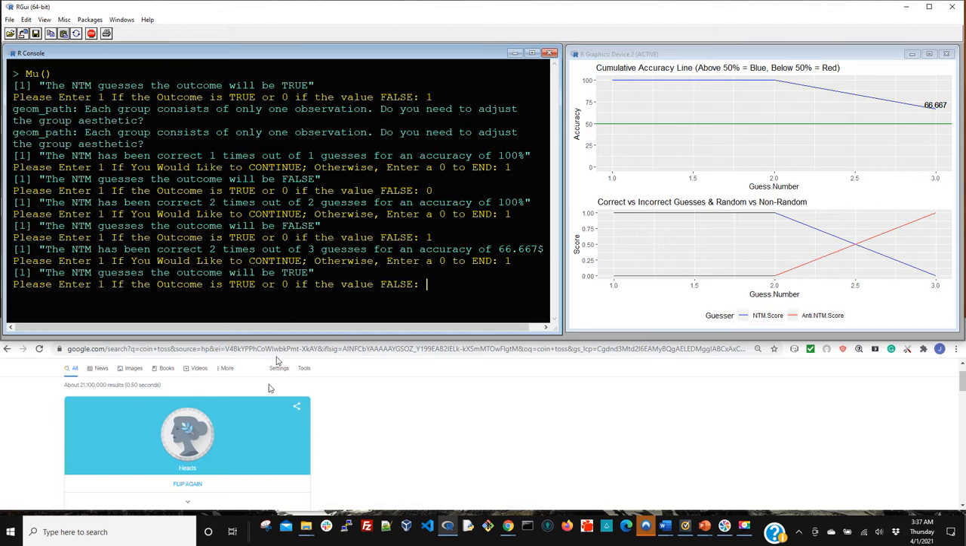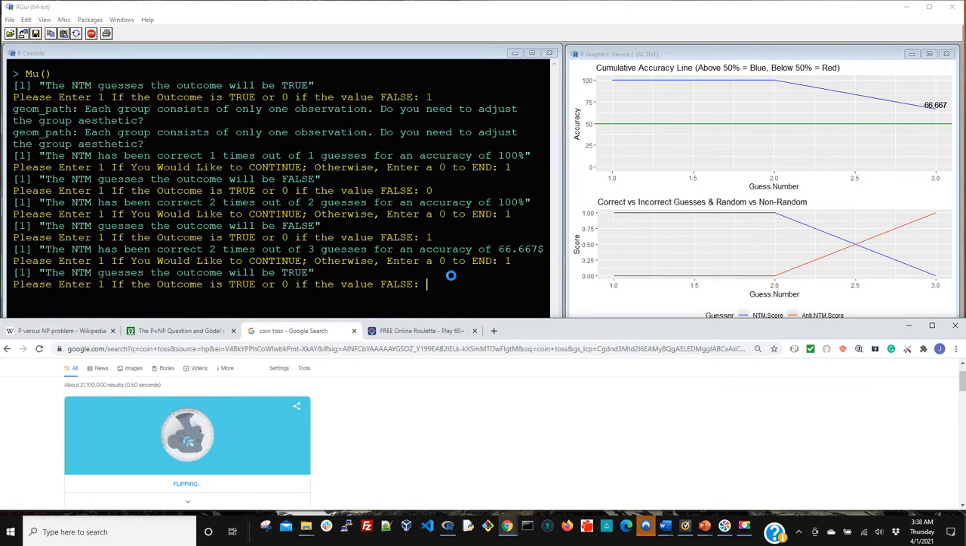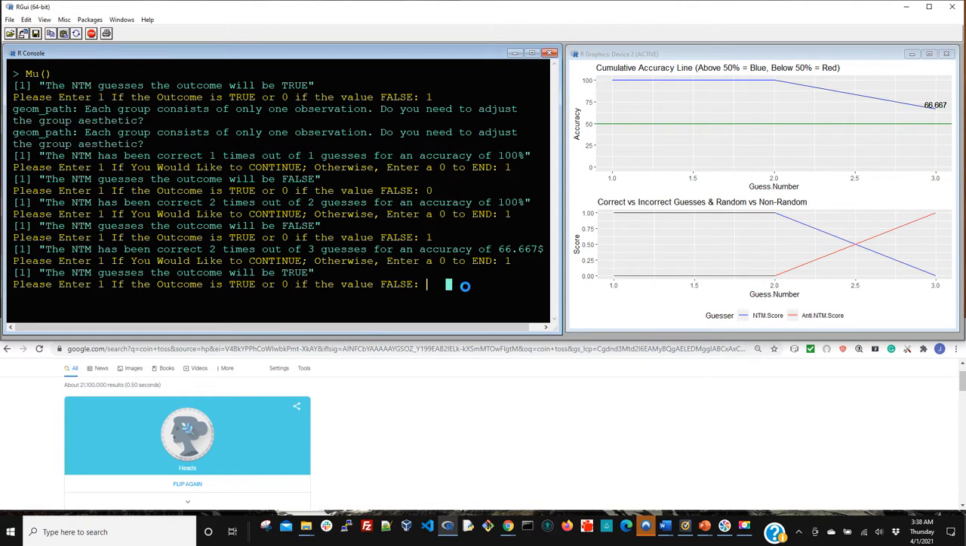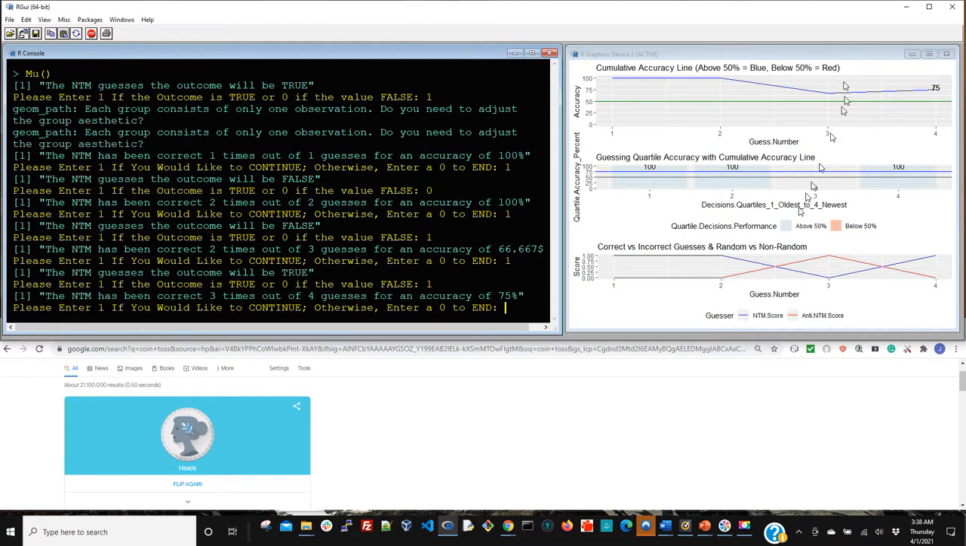And it's guessing that the next outcome will be heads. So we flip again, and the outcome is heads. So we put 1 down for true, or heads, and so we should be at 75% accuracy. And you see that reflected there, and you see the correct choice reflected here.